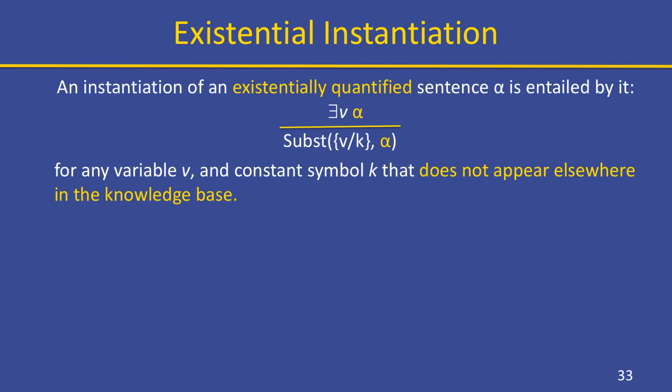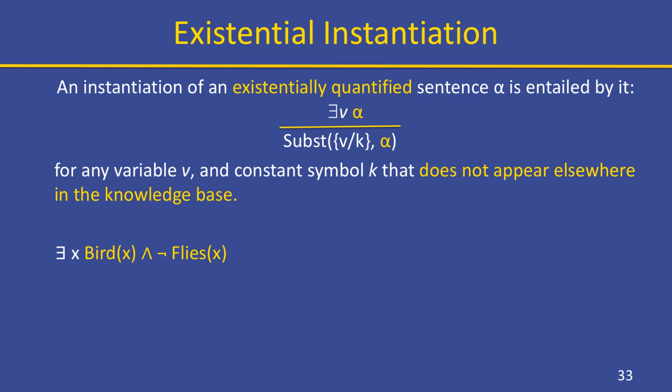Here the variable v is replaced by a single constant k, and it's important that k does not appear elsewhere in the knowledge base. The sentence "there exists v such that alpha" entails the sentence obtained by substituting v with k in alpha. Here's an example.